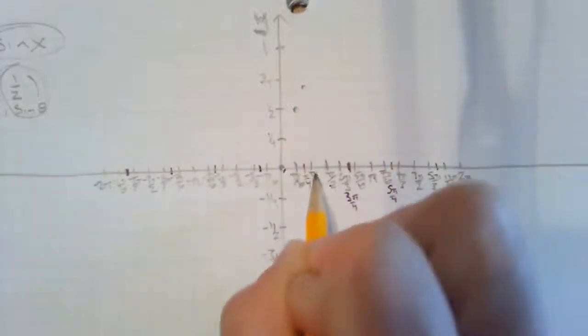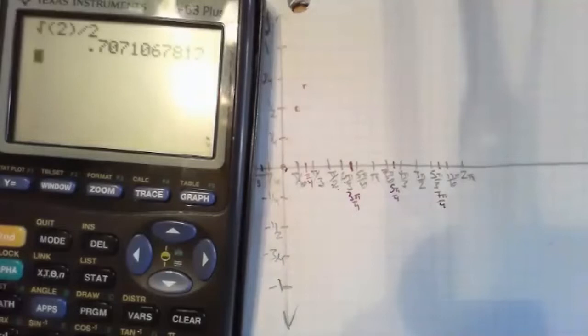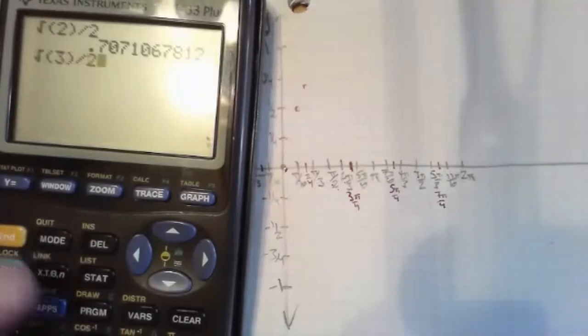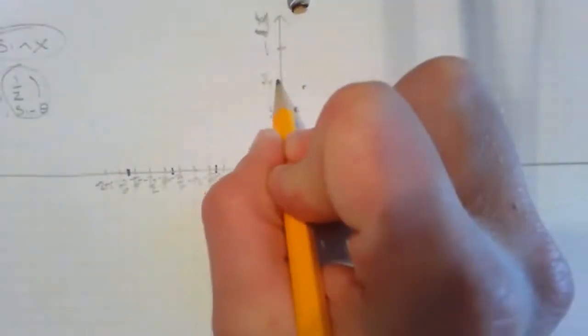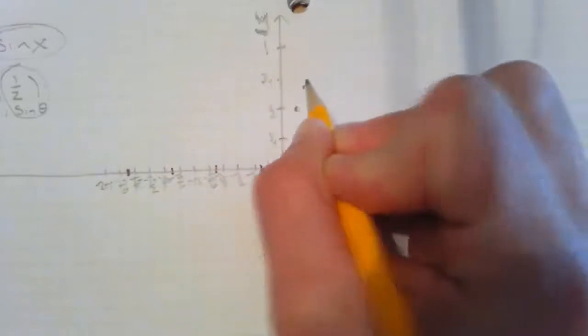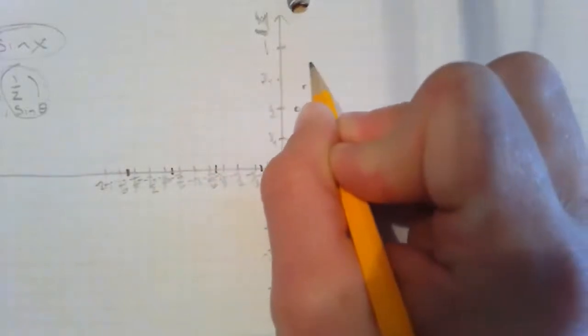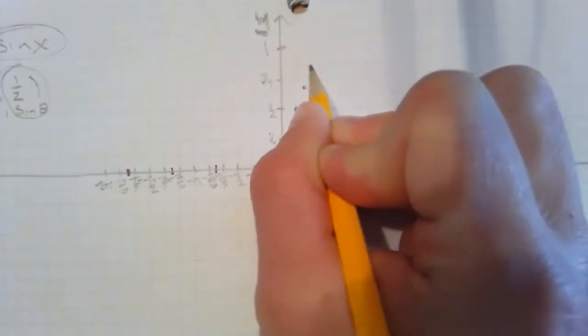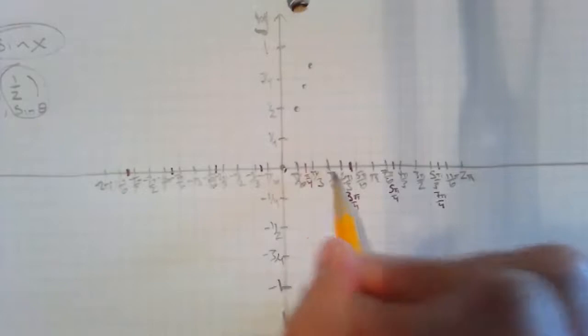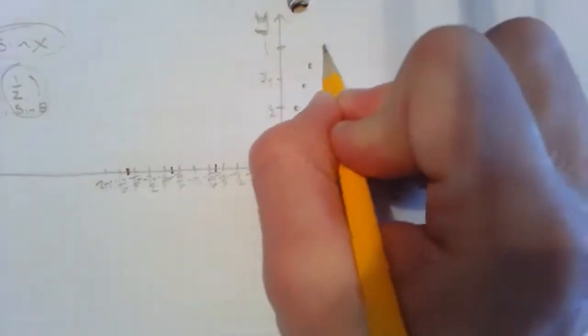Pi over 3, its y value, the sine of pi over 3 is rad 3 over 2, and that's about 0.87 or 0.866. So again, if this is 0.75 and this is 1, then 0.866 is going to be somewhere around here. And pi over 2, the sine of pi over 2 is 1. All right, that's not perfect. I can adjust the dots later if I need to.